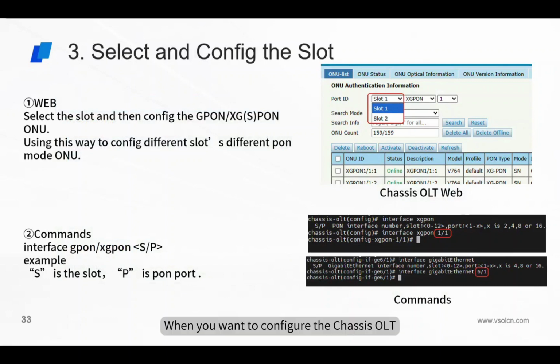When you want to configure the chassis OLT on the web page, select the slot and then configure the GPON or XGS-PON ONU. Using this way, you can configure different slots with different PON mode ONUs. When you want to configure the chassis OLT through the CLI, enter the PON port. It is also necessary to select the slot and PON.